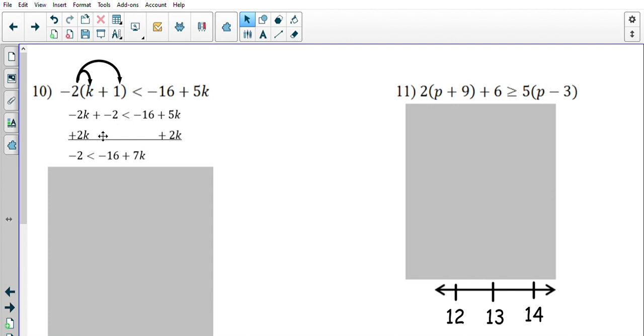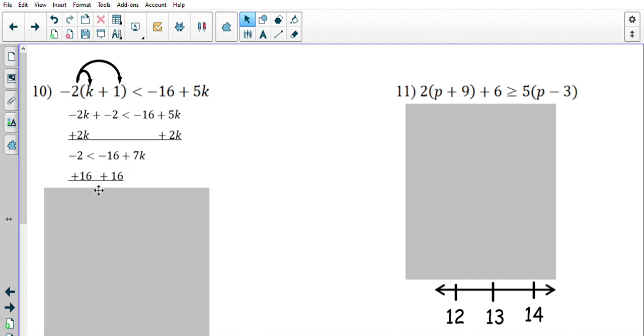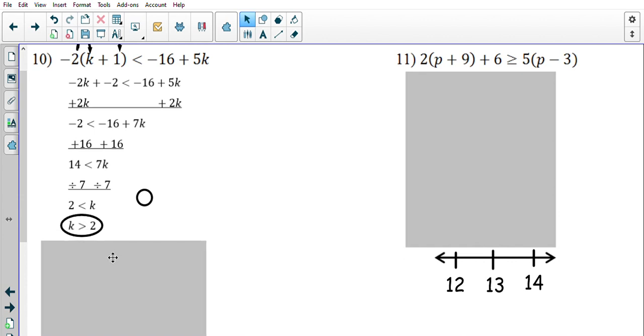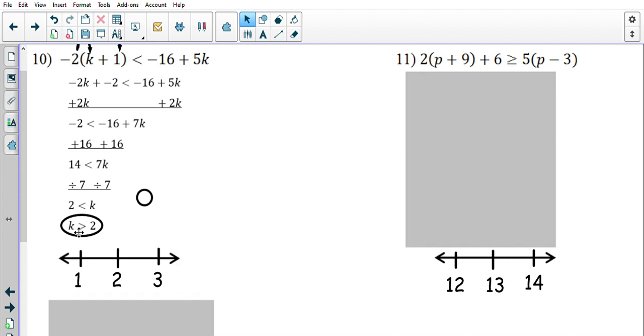So we'll be left with negative 2 on the left, negative 16 plus 7k on the right. Now the inverse of adding a negative 16 is to add a positive 16. So we will get 14 is less than 7k. Now divide both sides by 7 and we will get a solution of 2 is less than k. Although I do suggest rewriting it with the variable on the left, so k is greater than 2. All right, we did not flip the symbol around here. All we did was rewrite it with the variable on the left. I'm going to have an open circle at 2, and since it's k is greater than 2, I am going to shade to the right.